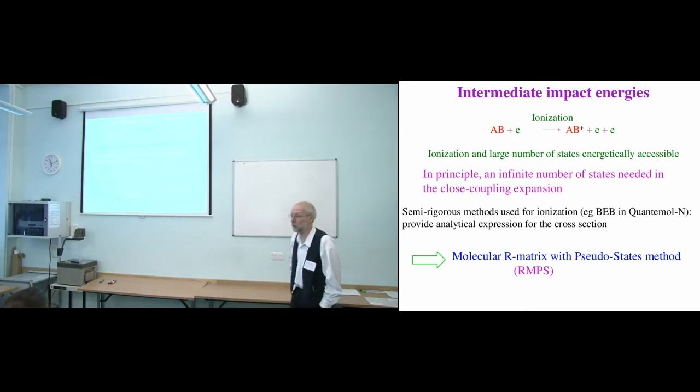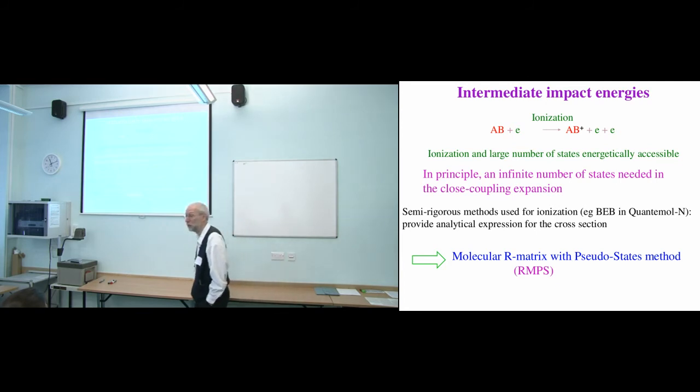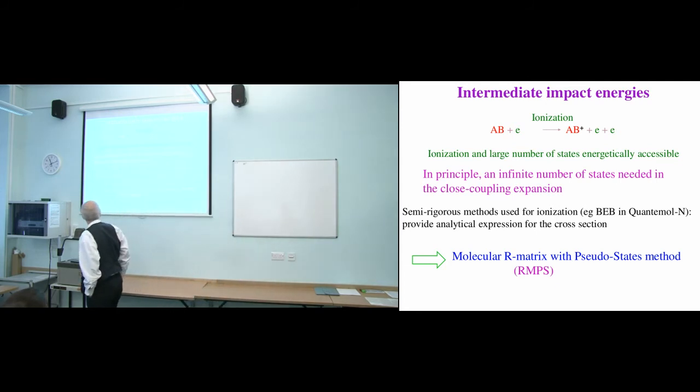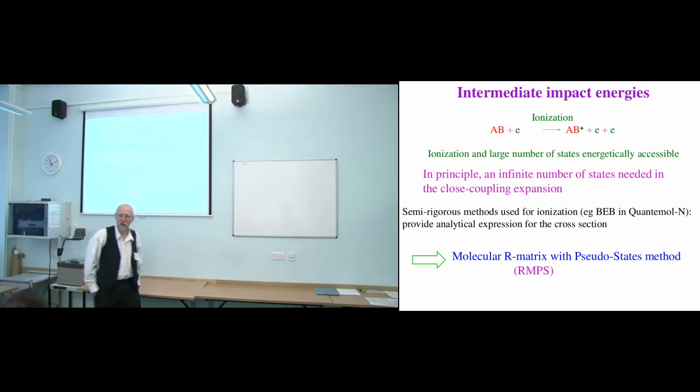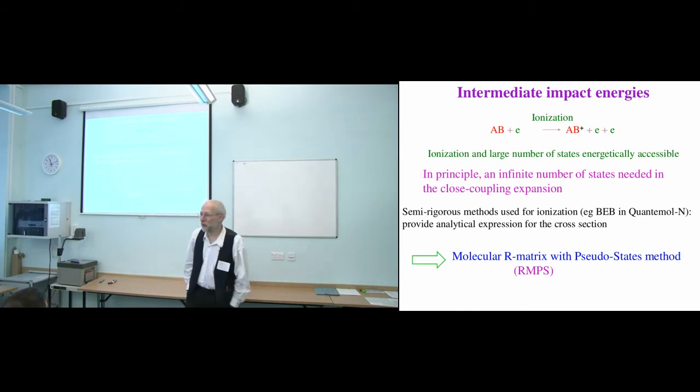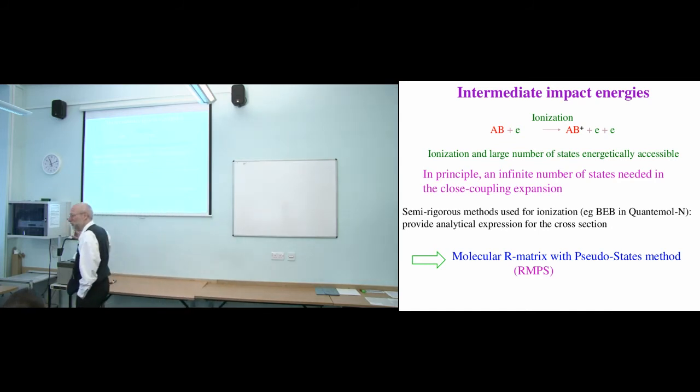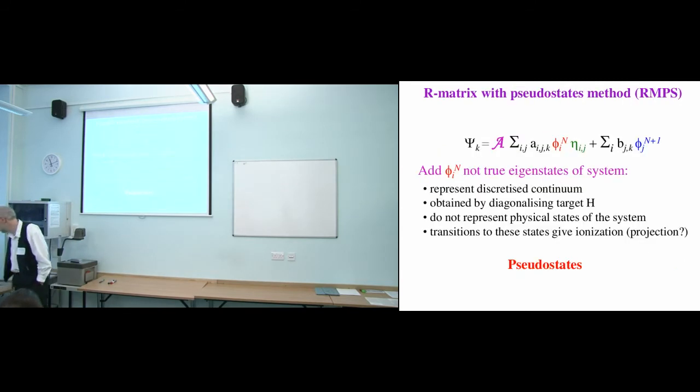I should point out before I do that that in the literature there are a bunch of semi-rigorous or semi-empirical methods for doing impact ionization, in particular the BEB method, which is implemented in Quantemol-N, and unfortunately they're disgustingly good. So we labored for a long time to do this completely ab initio, but actually you can get a very simple calculation which gives you essentially the same results.